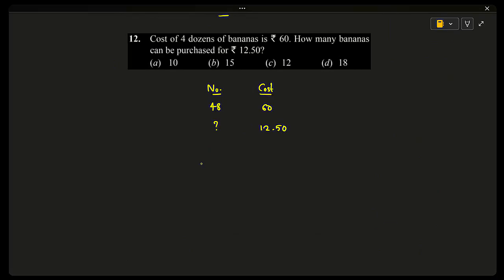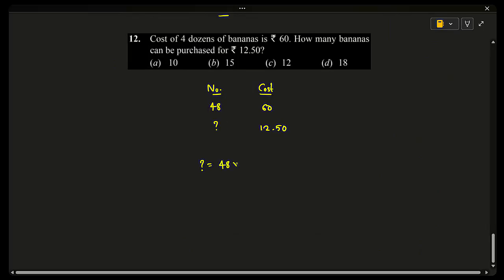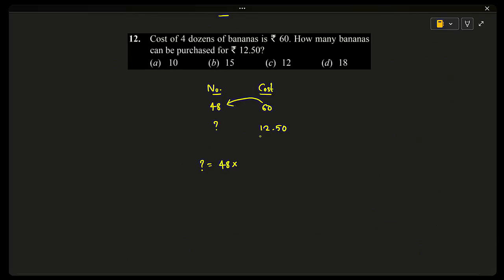So I told you the unitary method shortcut. The number related to the question mark vertically is 48. So just write 48 and ask yourself, for 60 rupees you are getting 48 bananas; for 12 rupees 50 paise you will be getting more bananas or less bananas? Definitely less bananas. So write less by more. If you expect more answer, write more by less. If you expect less answer, write less by more.